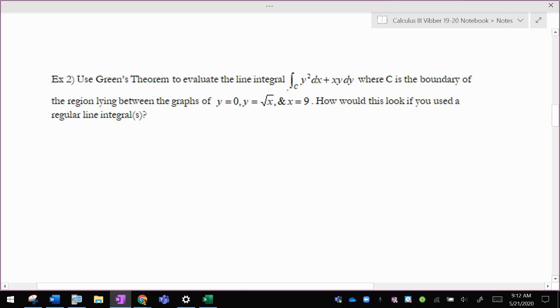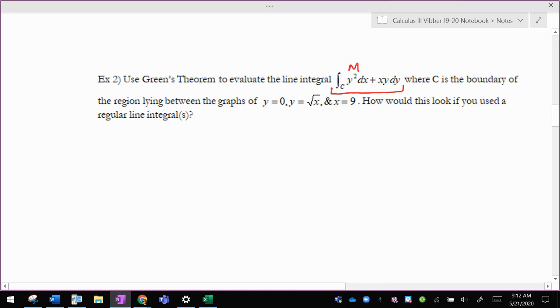So if I want to use Green's theorem to evaluate this integral in differential form, M is y squared, N is xy, and C is the boundary lying between y equals 0, y equals the square root of x, and x equals 9. So if this is my region, and I'm going to traverse it counterclockwise, okay, I can use Green's theorem because it's a closed region.